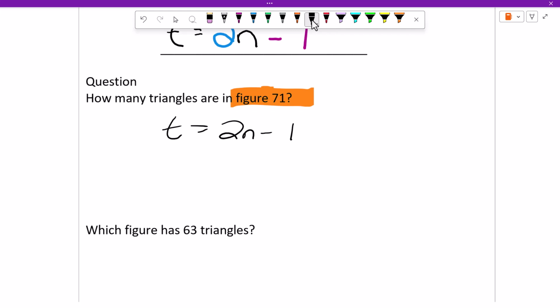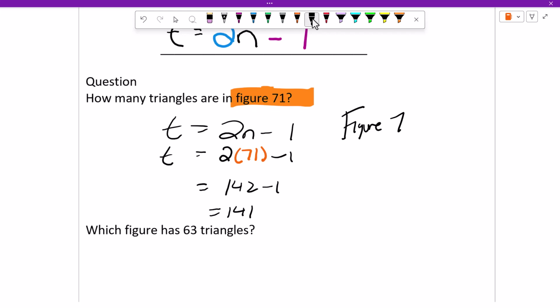N stands for figure, right? So we go 2, we replace it with 71 in brackets, minus 1. T equals, do the calculation. 142 minus 1, 141. Right? So we can say, let's say, figure 71 has 141 triangles.